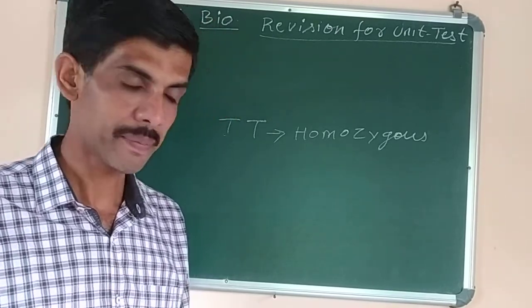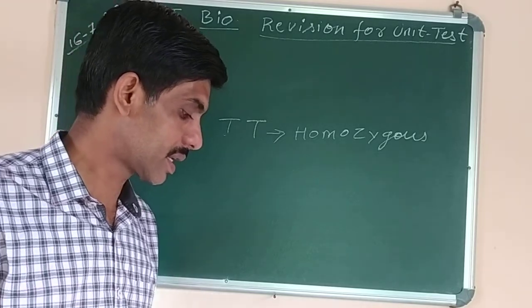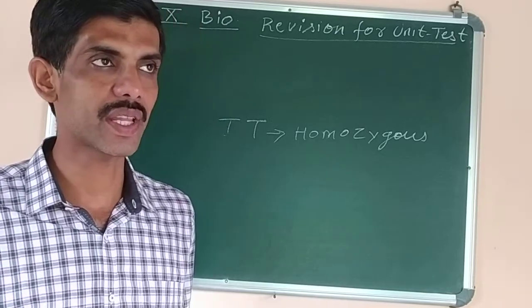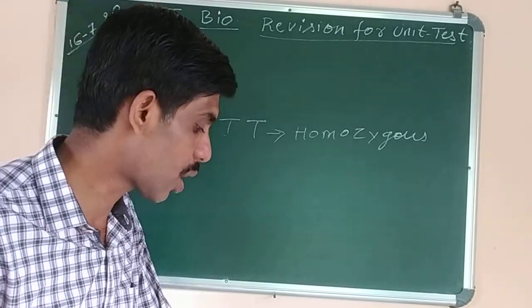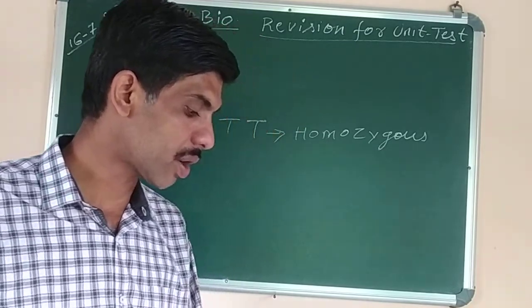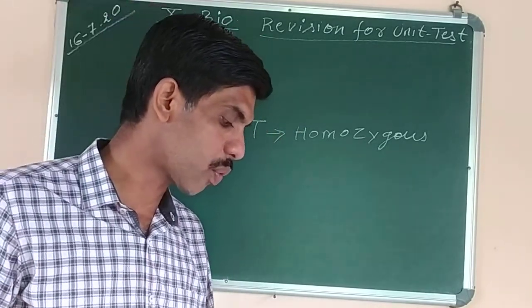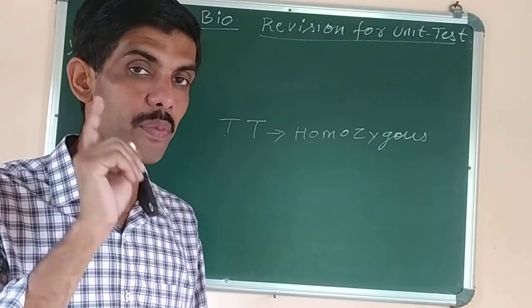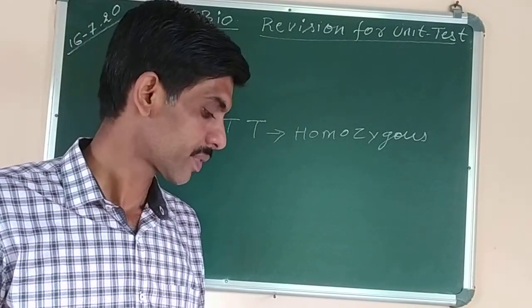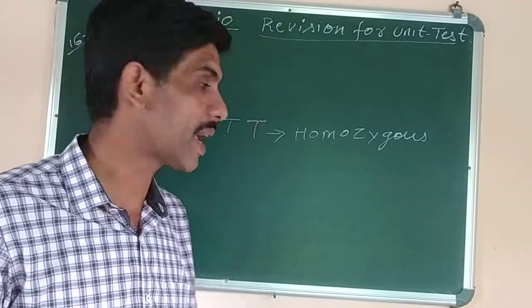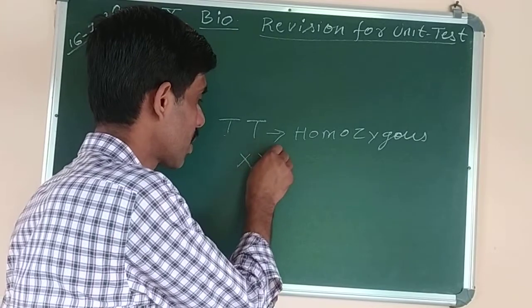G-E-N-E, gene. Number 6, the second law stated by Mendel. Stated means said by Mendel. Which was the second law of Mendel? The answer is law of segregation. Then number 7, the Mendelian cross which is carried out taking one pair of contrasting characters. One pair. So the answer should be monohybrid cross. Next, number 8, the type of sex chromosomes in males. In males it is XY.